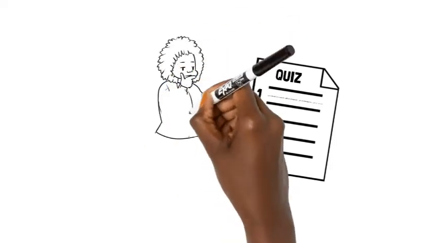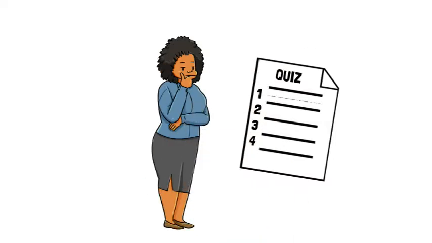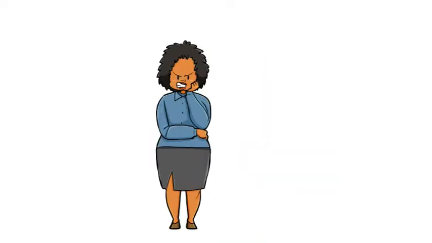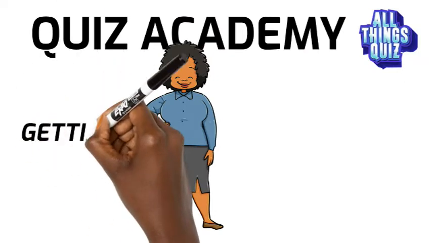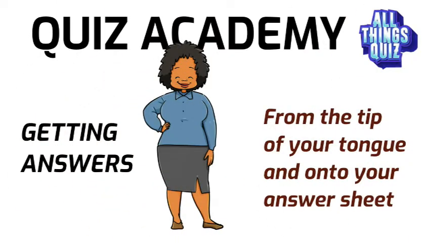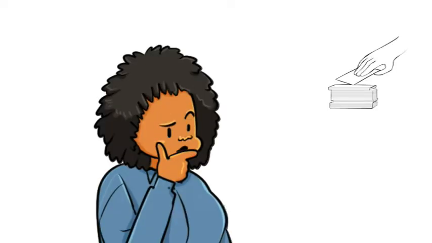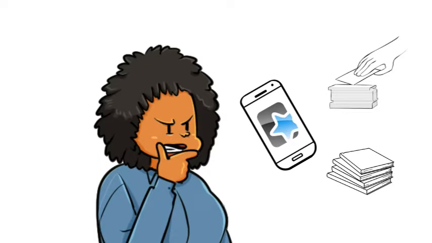If you're playing a quiz and there's an answer you just cannot get from the tip of your tongue, it can be incredibly frustrating. Until that moment when the light bulb goes off and that answer comes to mind. If you want more of those light bulb moments, then you need this video, Getting Answers from the Tip of Your Tongue and Onto Your Answer Sheet. If you're doing a written quiz and the answer is out of reach, it doesn't matter what you've got at home, it's up to you and your brain to fish out the answer.